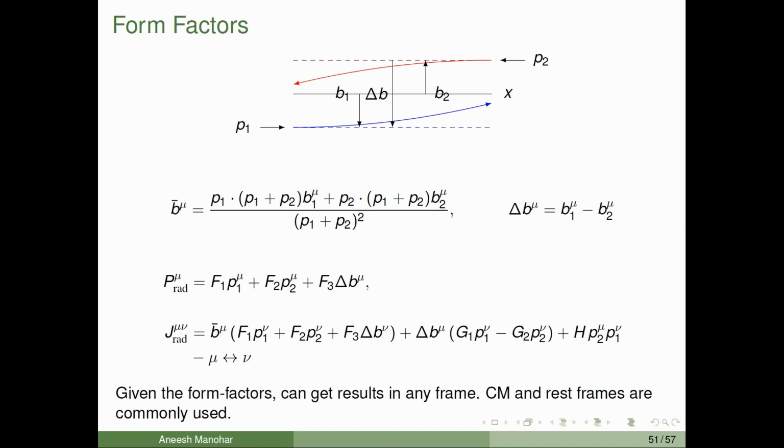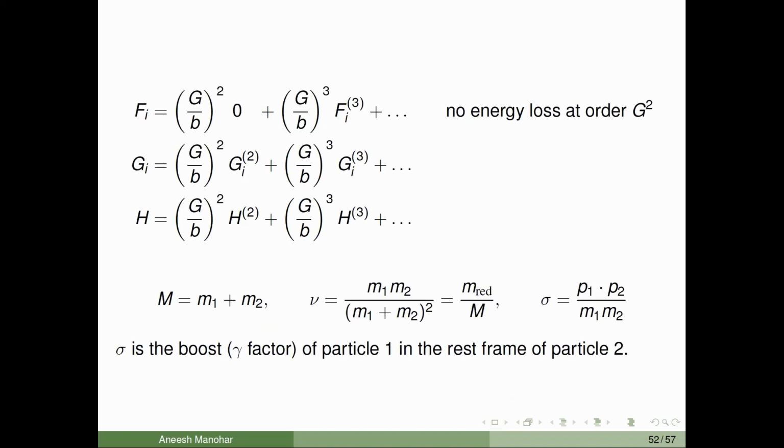The angular momentum is a two-index antisymmetric tensor. And there's a B bar piece, which is the statement that if I translate the system, the angular momentum changes by the translation cross the momentum radiated. And then there are two other pieces. So there's a bunch of form factors that you have to calculate, and you can expand them in powers of G. And the independent variables I wrote down here.